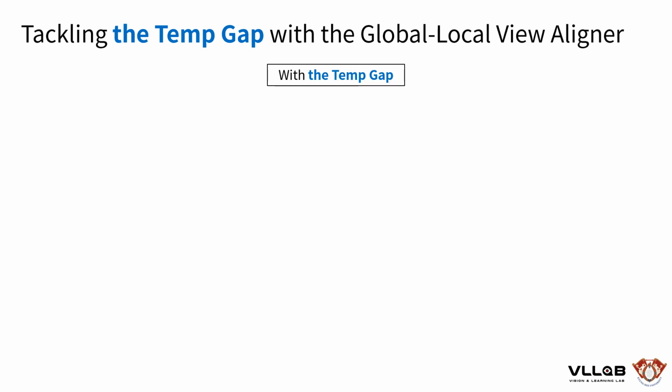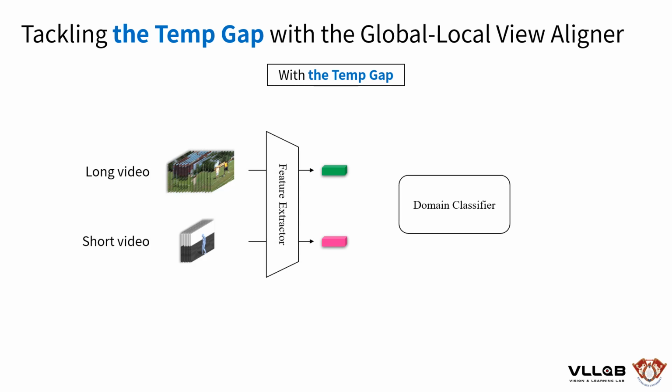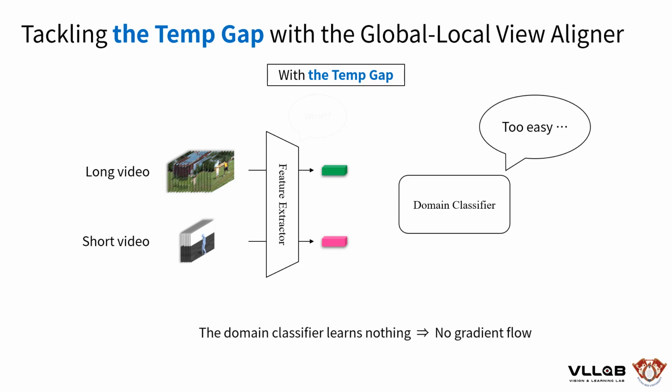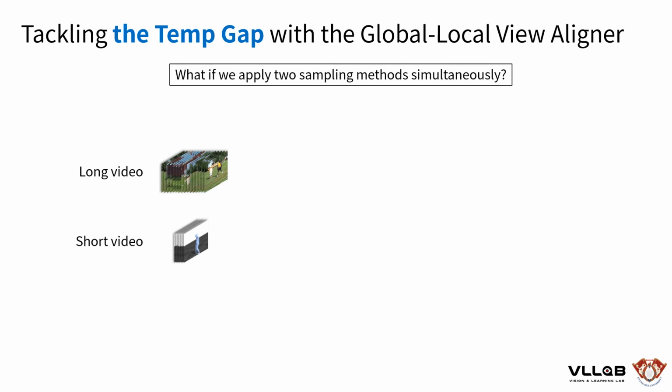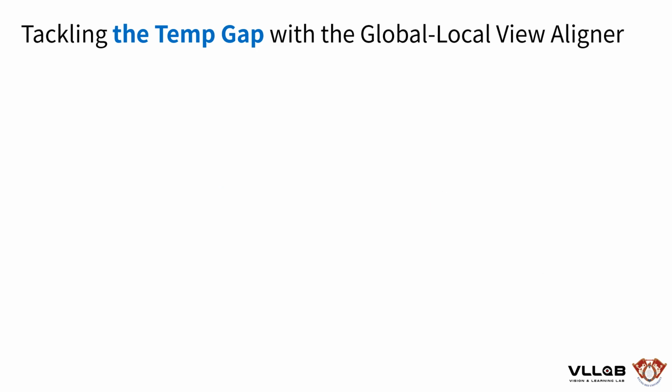But with the big temporal gap, now we'll have long and short videos. In this case, the feature extractor generates very different features in early training, and it is too easy for the domain classifier, which means that it's going to generate no gradient flow. What if we apply two sampling methods simultaneously? That's uniform for long, dense for short, like this. And then they can generate similar features.